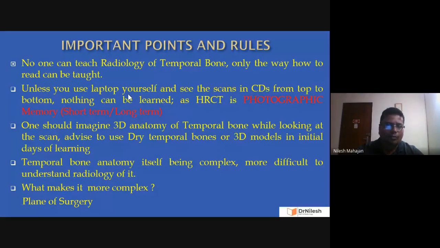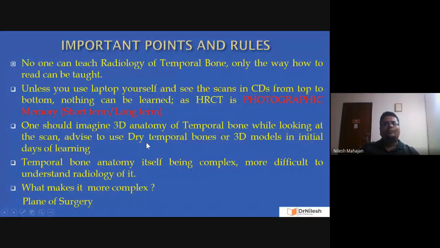What makes it more complex is the plane of surgery. When we operate on the ear, we operate in the sagittal plane, going from lateral to medial. But the scans we do are in axial cuts. So the plane of radiology and the plane of surgery don't correlate with each other. That is the problem.